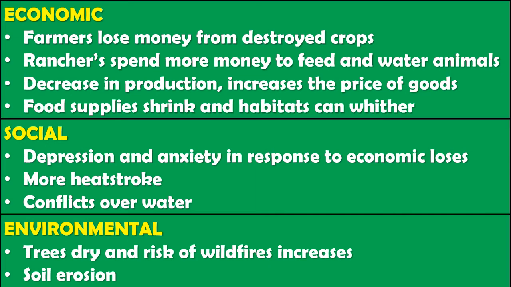Finally, for environmental, you could have things like trees drying, which would cause the risk of wildfires to increase quite substantially. And lastly, there is soil erosion. The soil could erode away, and that could cause a real harsh problem. So these are the impacts of drought, economically, socially, and environmentally.